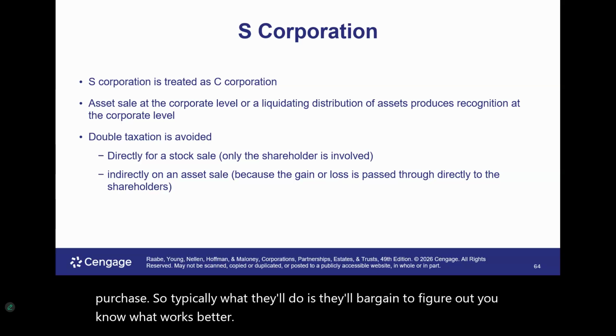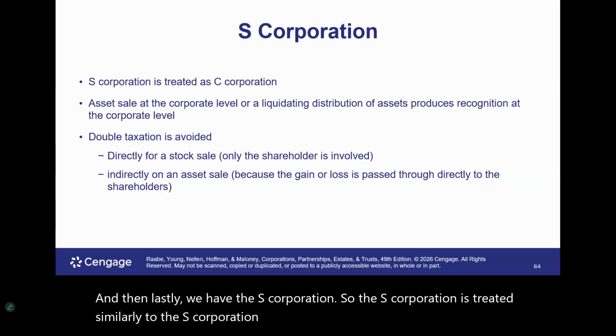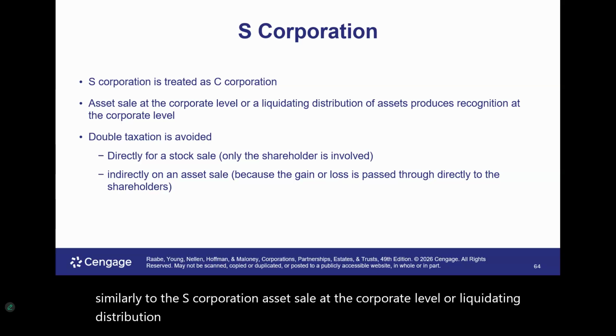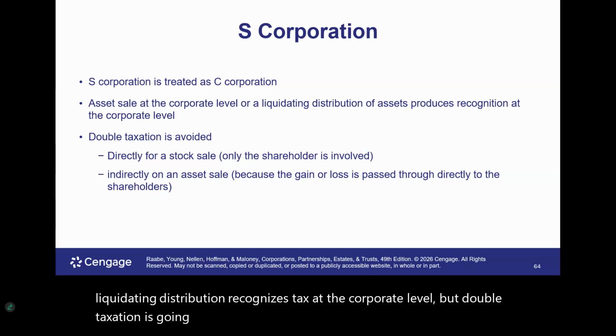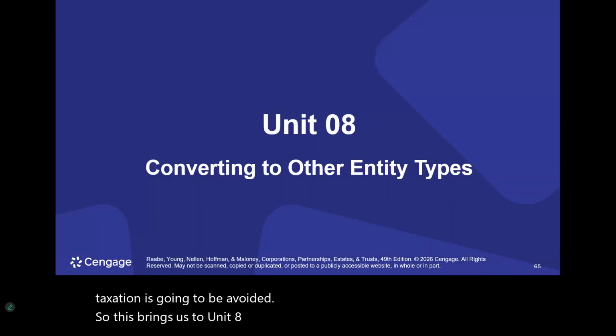And then lastly, we have the S corporation. So the S corporation is treated similarly to the C corporation. An asset sale at the corporate level or a liquidating distribution recognizes tax at the corporate level, but double taxation is going to be avoided. So this brings us to Unit 8, converting to other entity types.